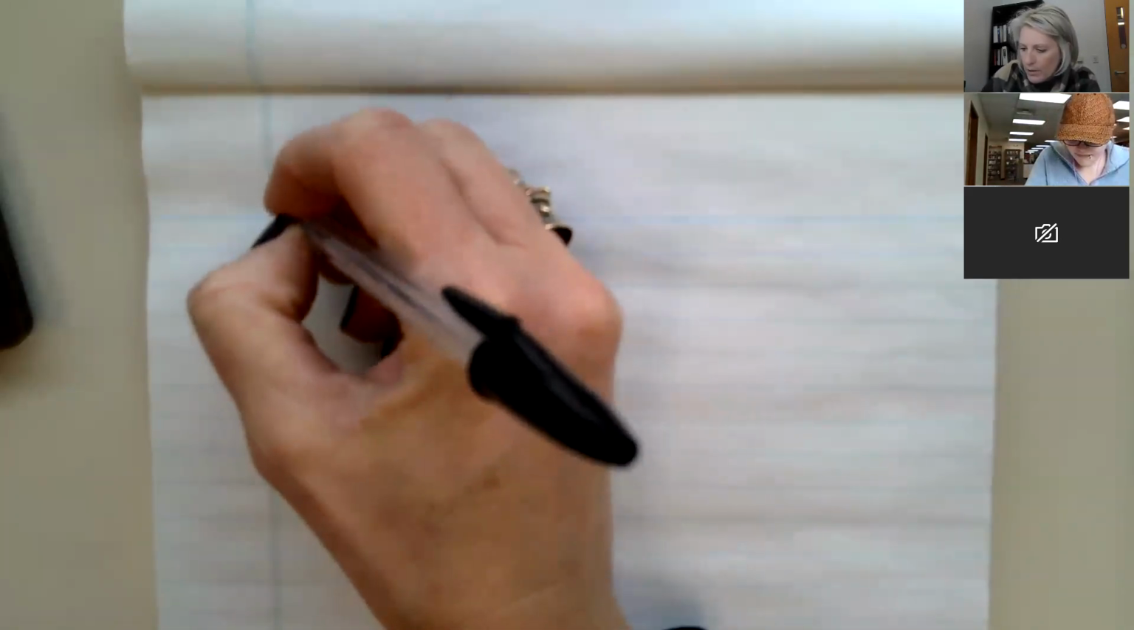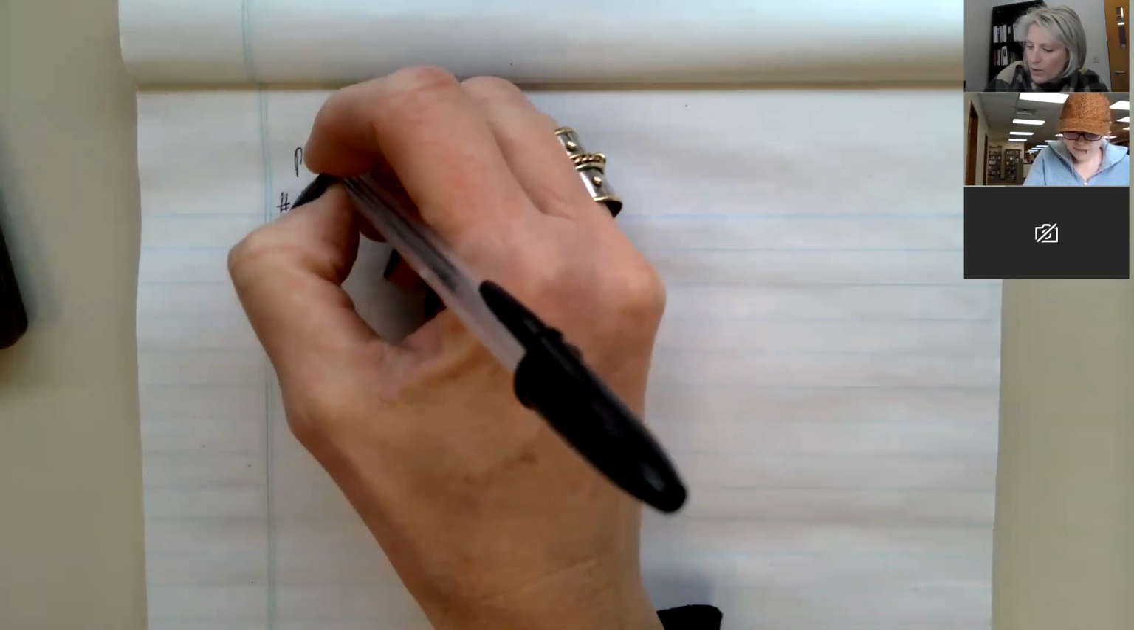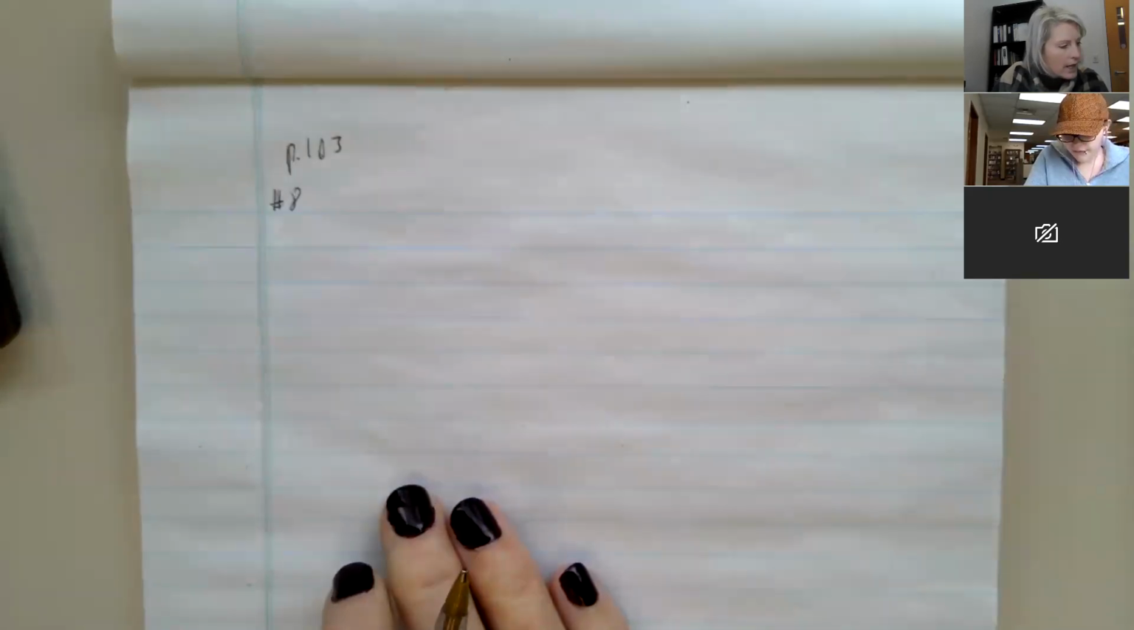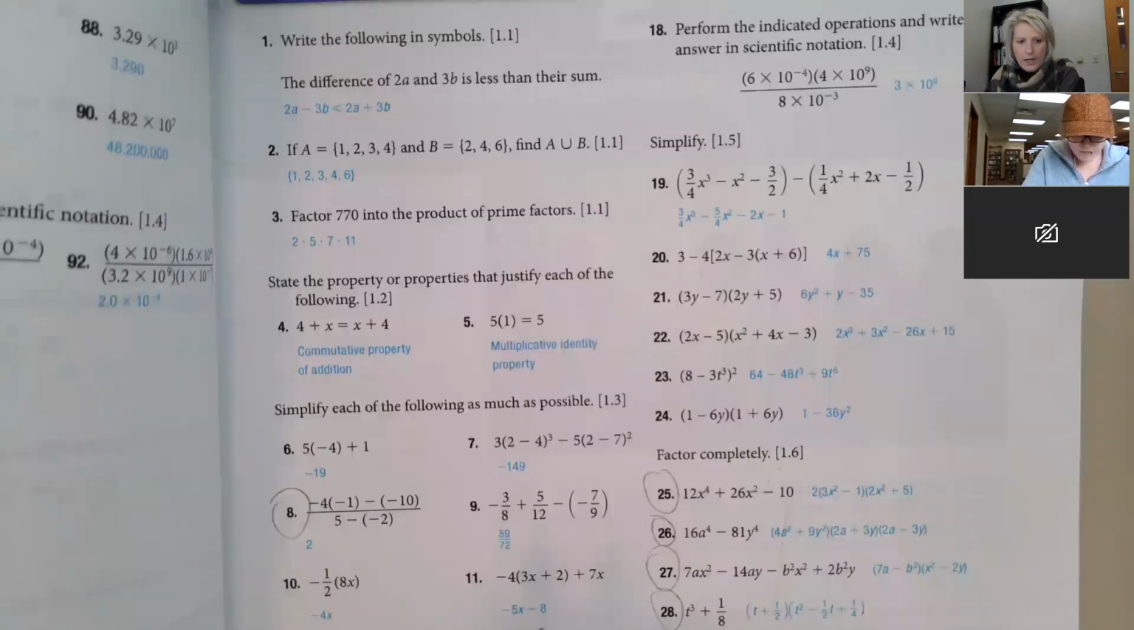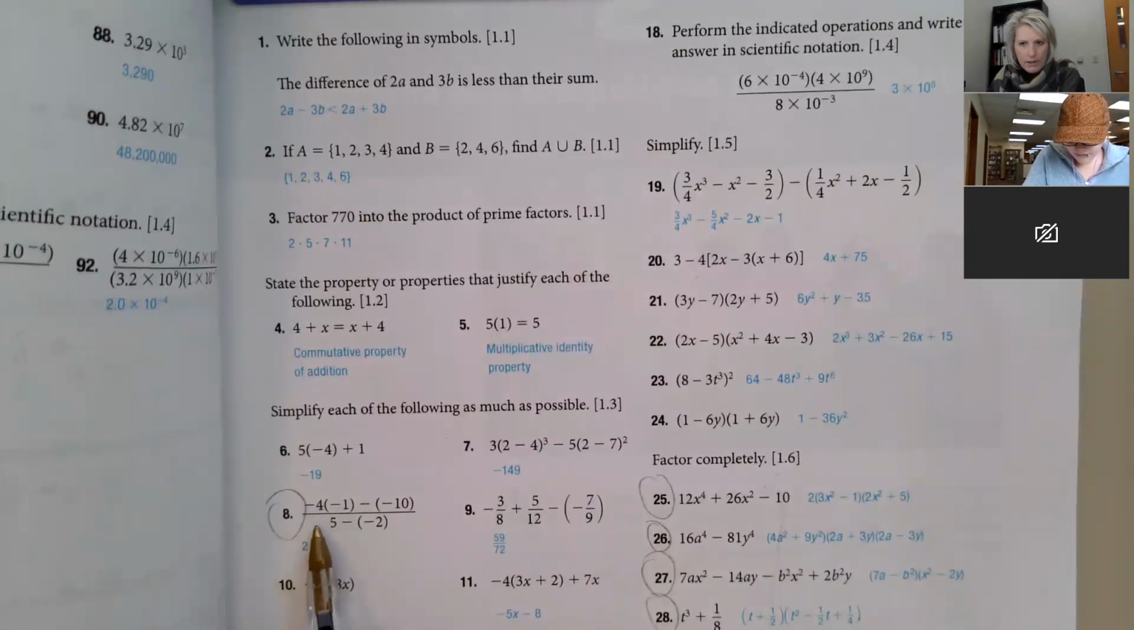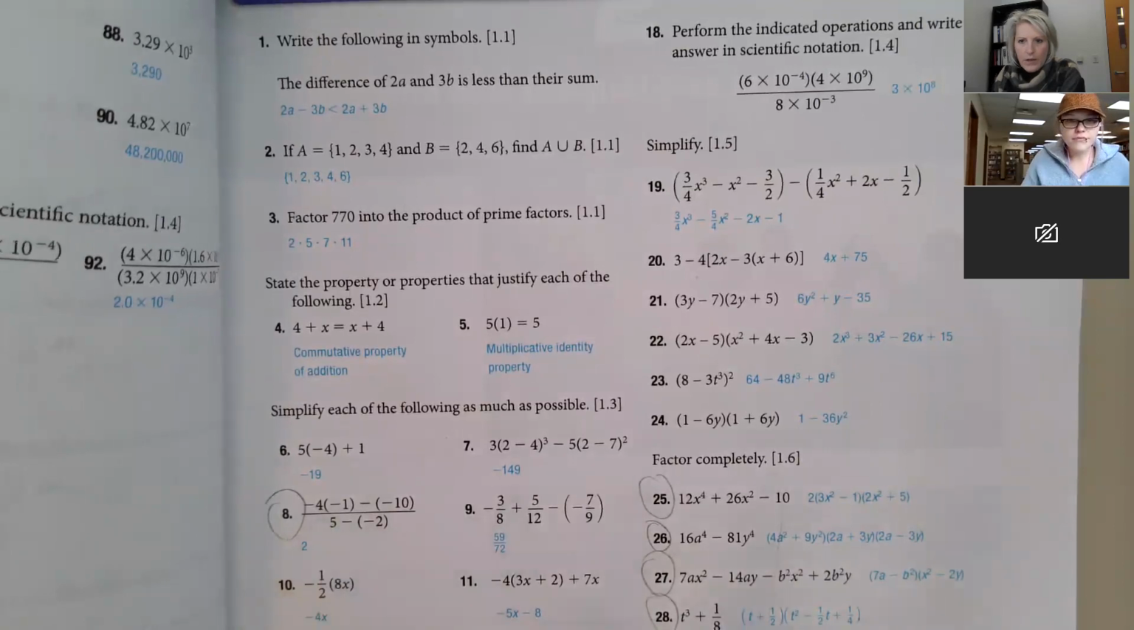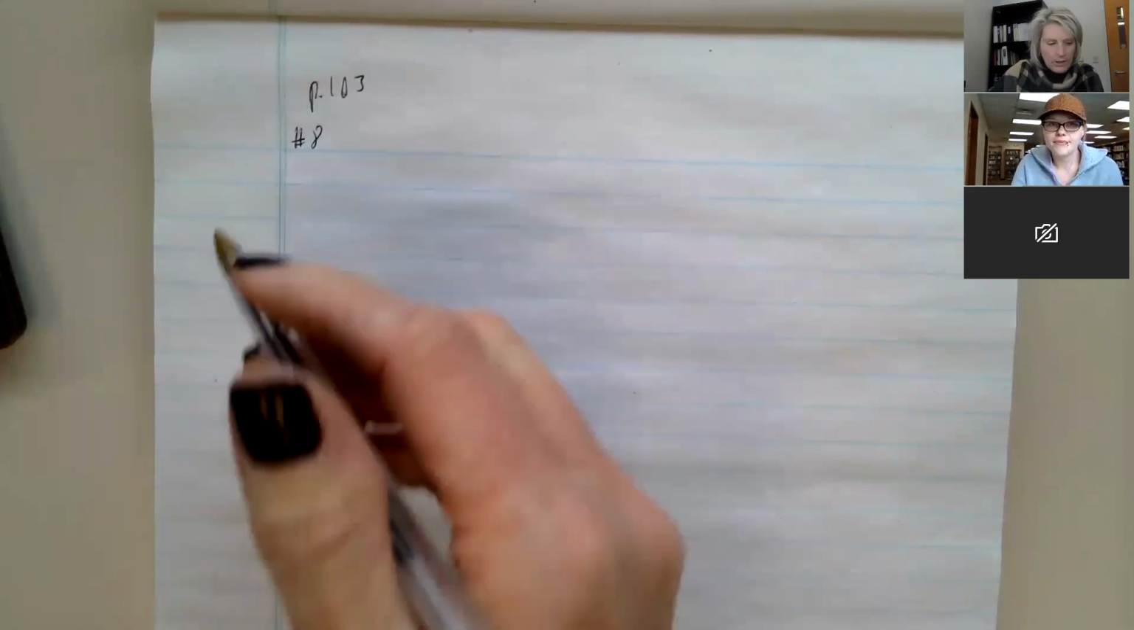So I'm going to look at number 8 here, try to identify it so those that are watching can see. And we're on page 103. And so it's this problem right here, this one that I have circled right here. So we're going to look at this one right here. So let me get the copy down and get my copy out of the way.